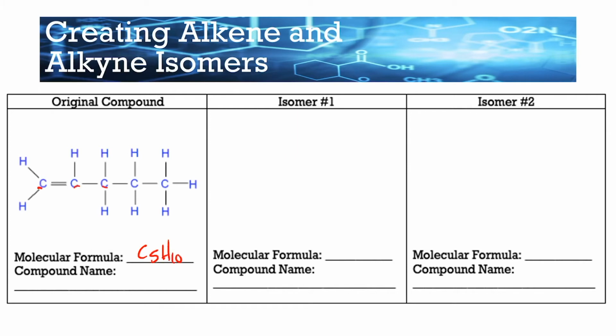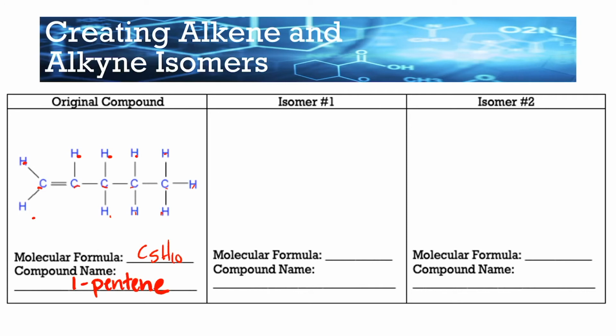So we have 1, 2, 3, 4, 5 C's, and then 1, 2, 3, 4, 5, 6, 7, 8, 9, 10 carbons, hydrogens rather. So this would be named 1-pentene. Pent because we have 5 carbons, ene because there's a double bond somewhere, and 1 tells you where that double bond starts.